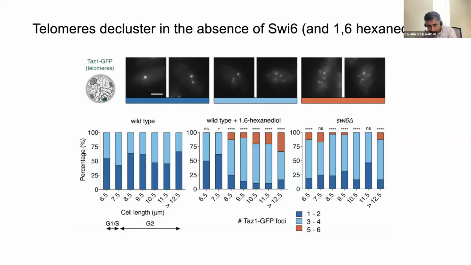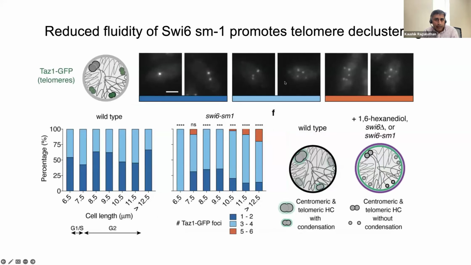It turns out that you can actually have mutants of SY6. This is a mutation in the N-terminal domain of SY6 that's involved in nucleosome binding.